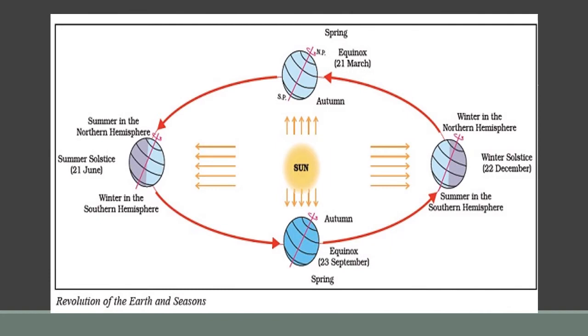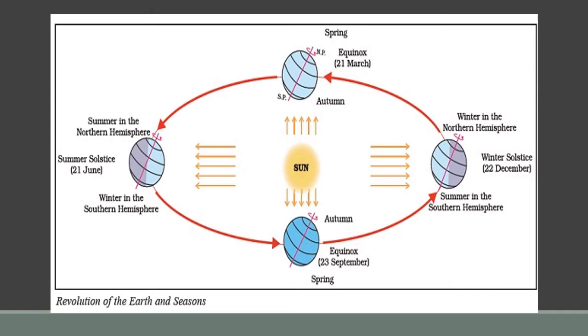Now let's look at the picture. Here you can see the earth as that blue ball, and the sun is given. As it is revolving around the sun, we can see that the length of days and nights is varying. Why is that? Because the earth is tilted. As it is tilted, there is a difference between the length of days and nights.